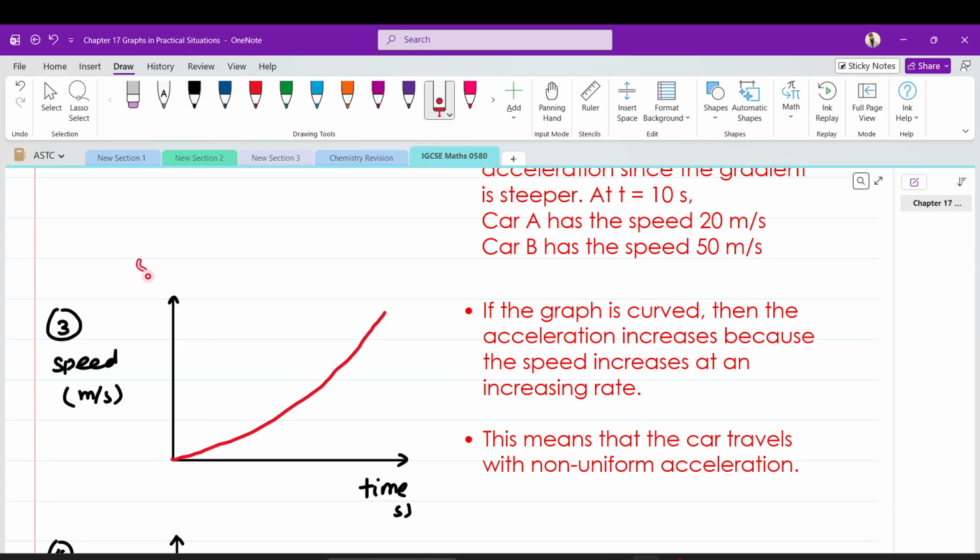So maybe after 5 seconds, it increased by 10 meters per second. Then after another 5 seconds, maybe it increased by 12 meters per second. After another 5 seconds, it increased by 15 meters per second, and so on. So you can see these values are no longer constant. This type of situation can be represented by a curved graph.